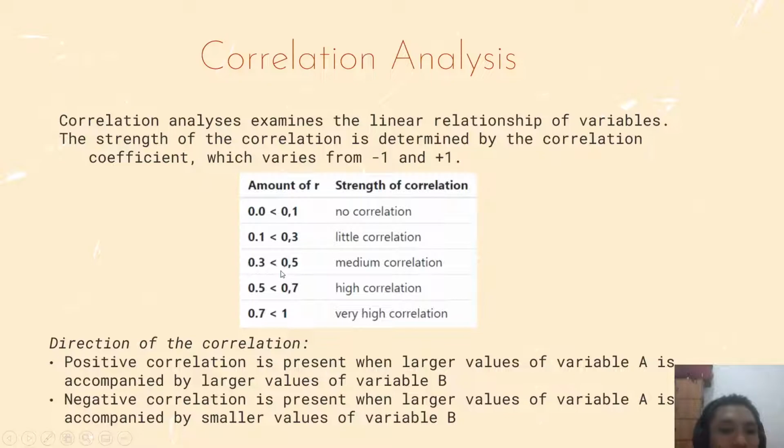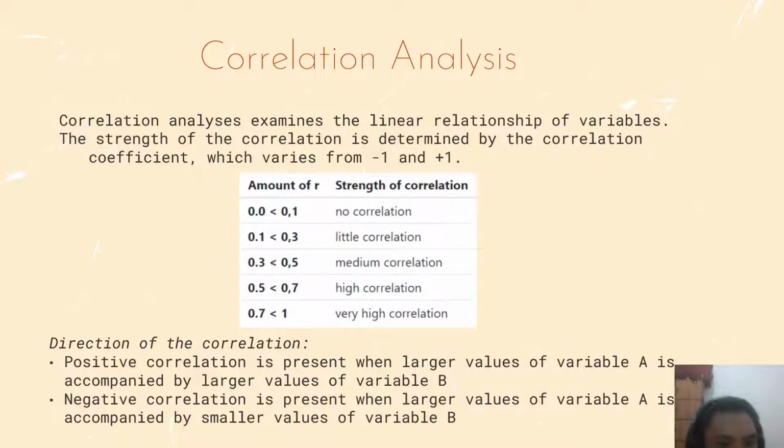From 0.3 to 0.5, there's a medium correlation. From 0.5 to 0.7, there's a high correlation. And from 0.7 to 1, there's a very high correlation. And there's also direction of correlation.